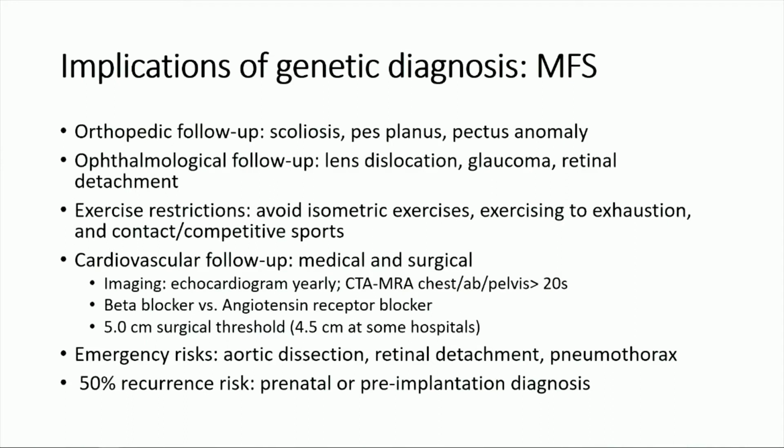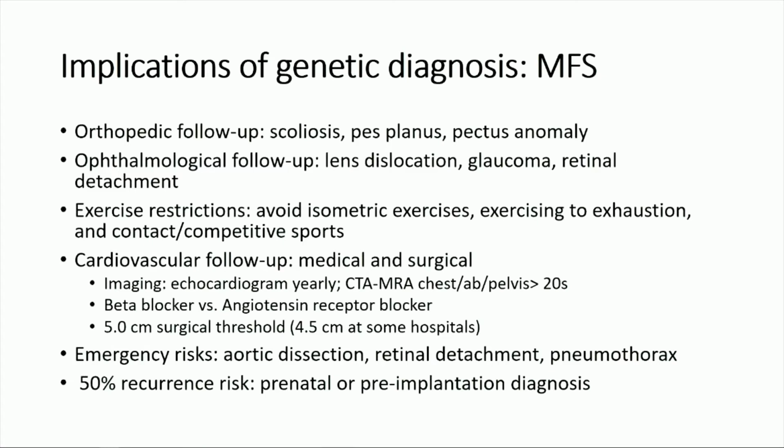So the diagnosis of Marfan syndrome really guides our medical and surgical cardiovascular follow-up. Usually we're going to be getting echocardiograms at least on a yearly basis. If there's rapid growth, or if you're reaching surgical thresholds, maybe more frequently. Usually in someone's young adult years, we begin doing CTAs and MRAs of the chest, abdomen, and pelvis to look at their descending aorta and other portions of the aorta.